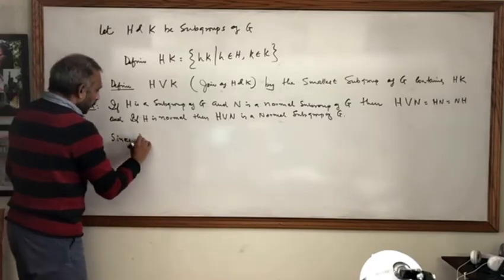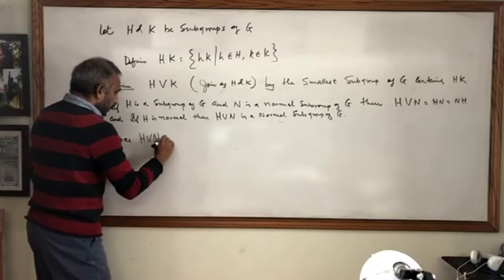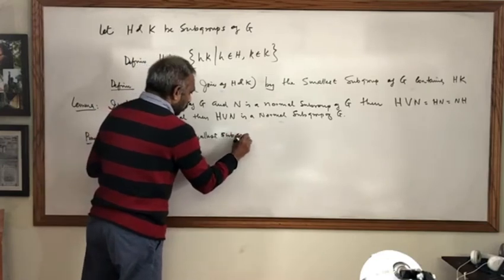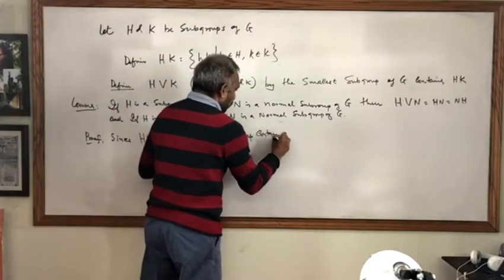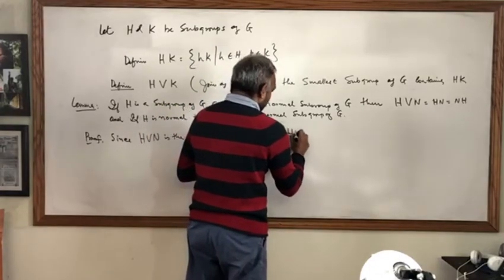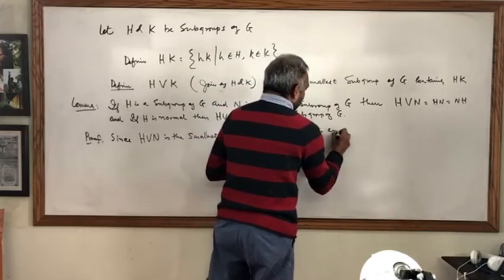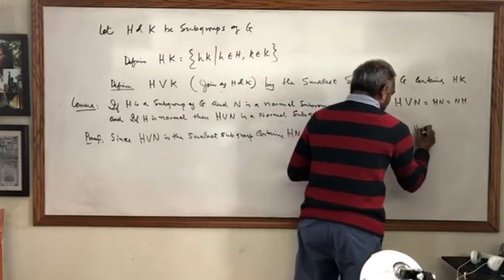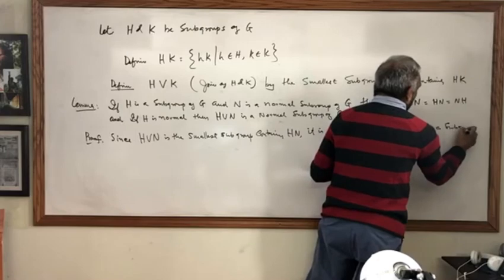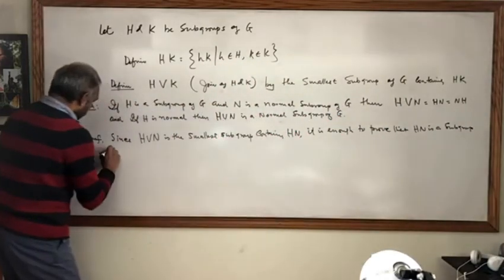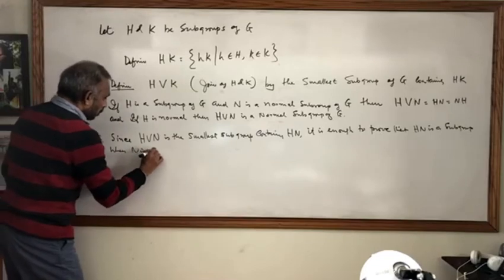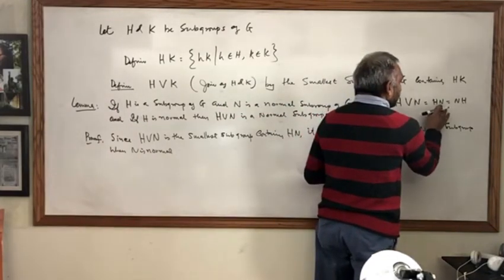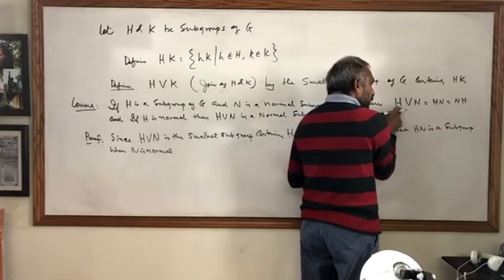Since H join N is the smallest subgroup containing HN, it is enough to prove that HN is a subgroup when N is normal. If this is already a subgroup, then that is the one we are looking for, because this is the smallest subgroup containing this.